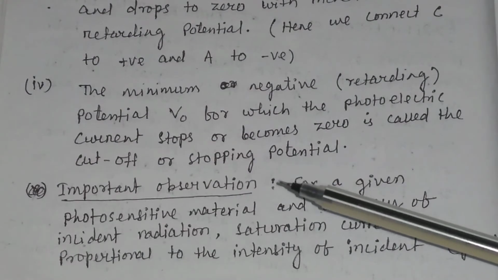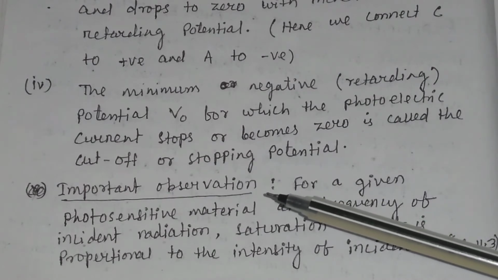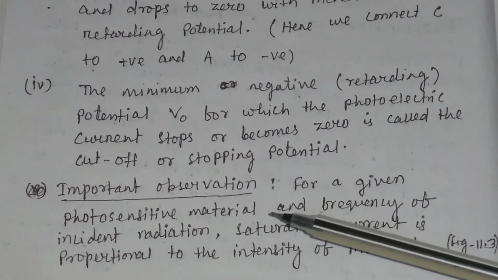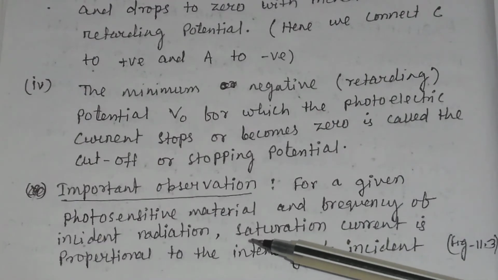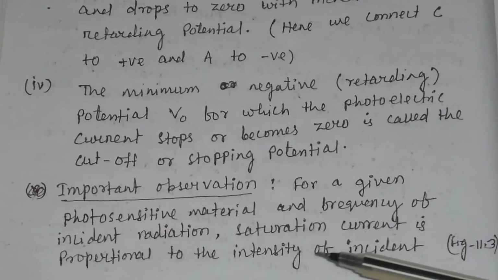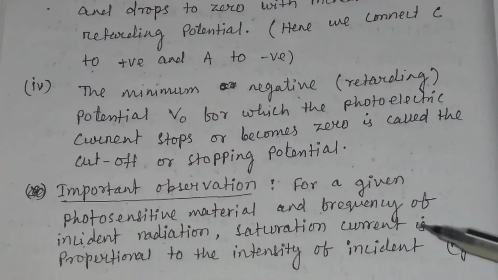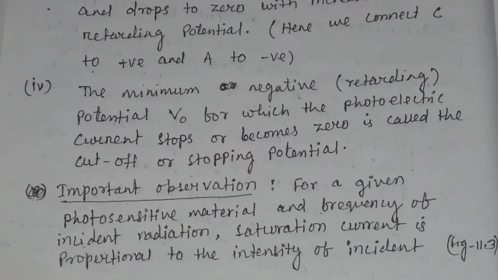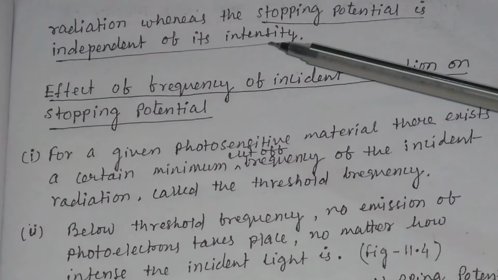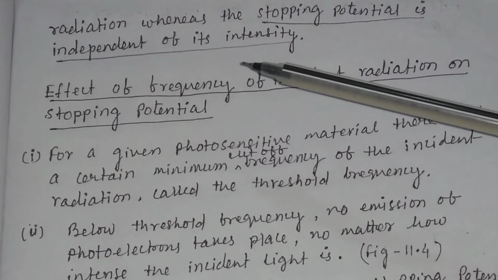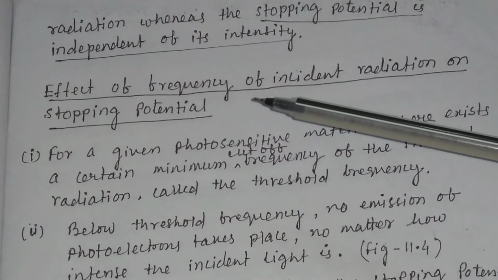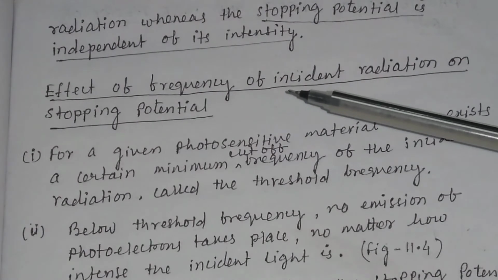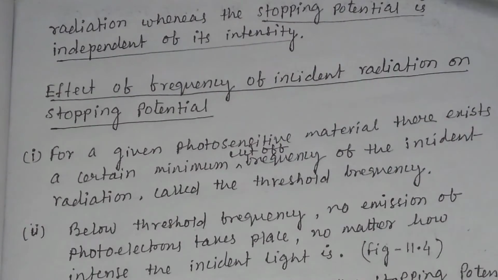So you should remember this important observation. For a given photosensitive material and frequency of incident radiation, saturation current is proportional to the intensity of the incident radiation, whereas the stopping potential is independent of its intensity. Now let us know what is the effect of frequency of incident radiation on stopping potential.